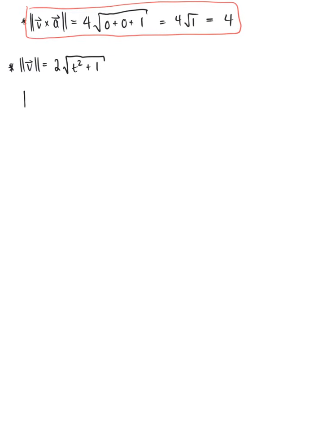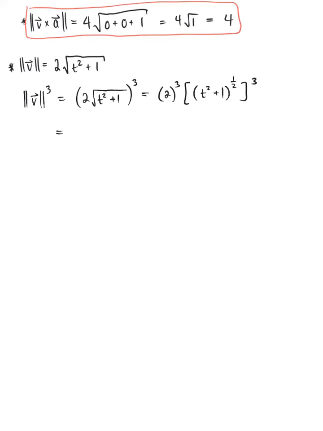Taking our velocity vector magnitude that we just found and cubing this, we have 2 times the square root of t squared plus 1, cubed. We can think about this as 2 cubed multiplied by, and I'm going to rewrite that radical in its exponential form, t squared plus 1 to the 1/2, cubed, which leaves us with 8 multiplied by t squared plus 1 raised to the 3/2. So this is the magnitude of our velocity vector cubed, and we have everything we need now to find the curvature.